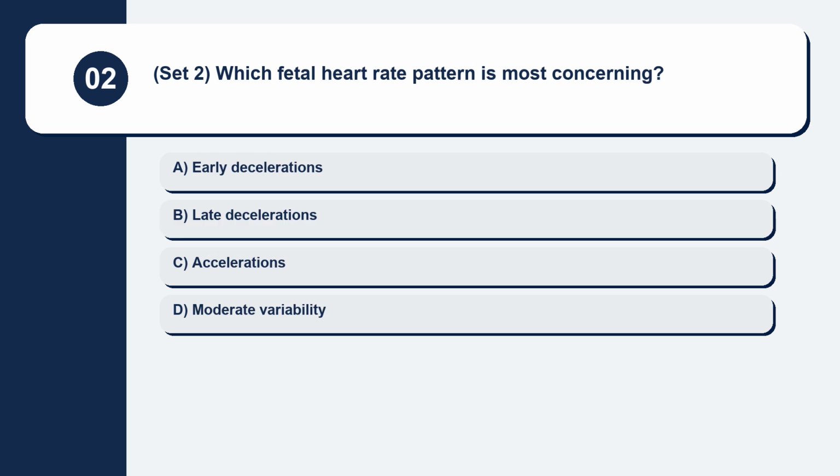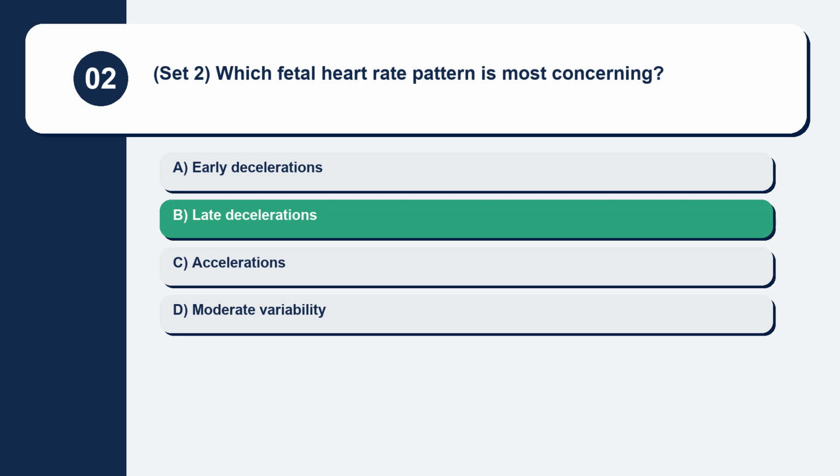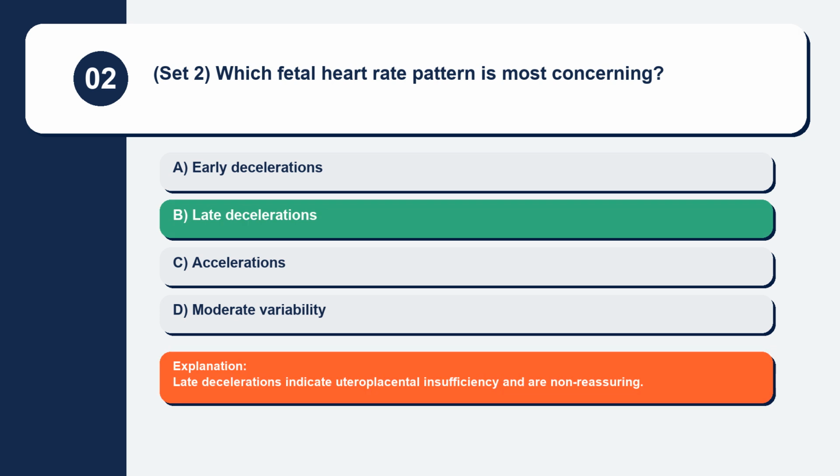Question 2. Set 2. Which fetal heart rate pattern is most concerning? Early decelerations, late decelerations, accelerations, moderate variability. Late decelerations indicate uteroplacental insufficiency and are non-reassuring.